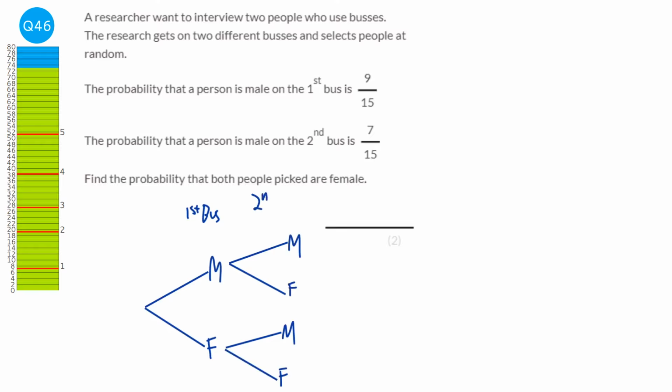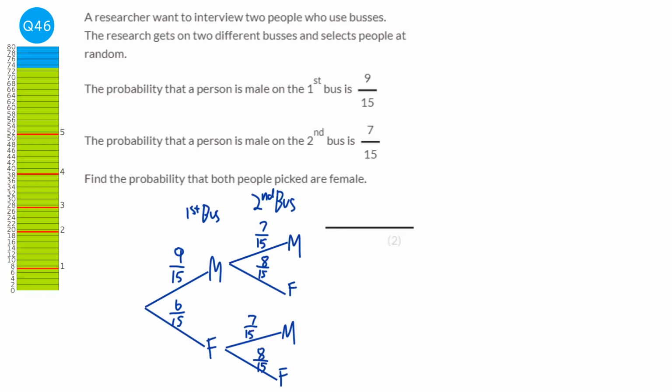And this is our second bus. So the probability of male on the first bus is 9/15, and therefore the probability of female is 1 minus 9/15, which would be 6/15. Male on the second bus is 7/15, and so female would be 8/15, because they need to add up to 1. And it's independent, so these will be the same.